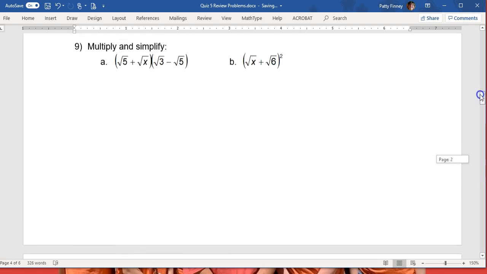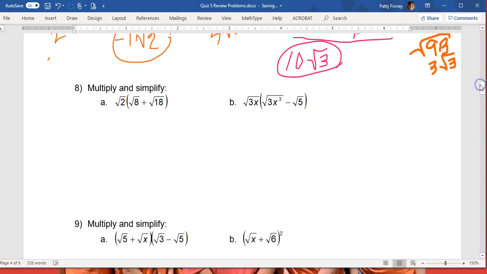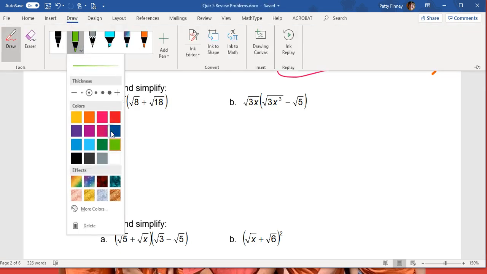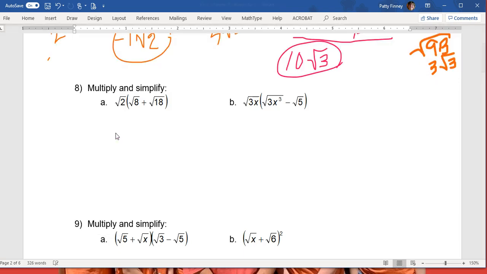And then that brings us to where we are multiplying now. So when we're multiplying, we're just distributing and then simplifying. So we're going to multiply and simplify. So the square root of 2 times the square root of 8 is the square root of 16, plus the square root of 2 times the square root of 18 is the square root of 36. Now we simplify. The square root of 16 is 4. The square root of 36 is 6, which gives us 10.